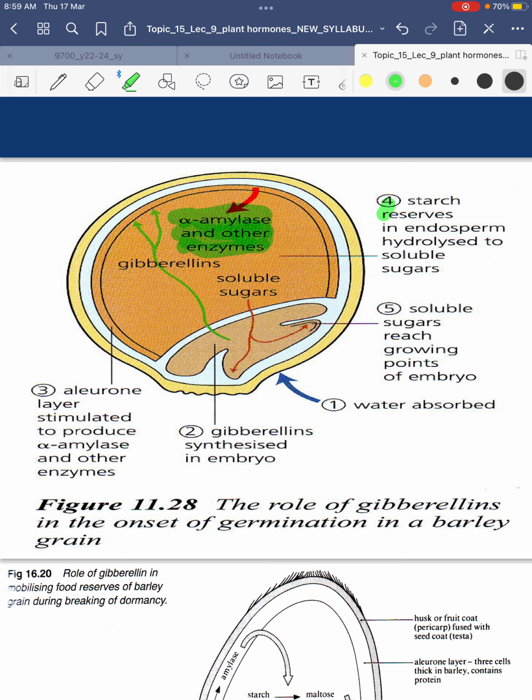Okay, and then starch reserved in the endosperm is hydrolyzed to soluble sugar. Soluble sugar means monosaccharide, which is glucose. So starch into maltose, maltose into glucose. But you have to name the enzyme. Starch by amylase into maltose, maltose into glucose by maltase. Okay, and then it will be absorbed by the embryo, and that's it.